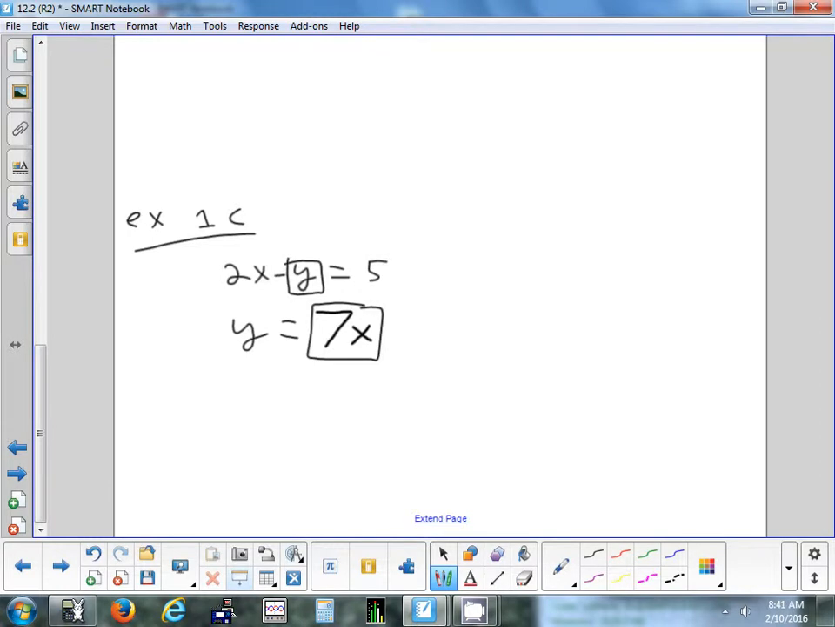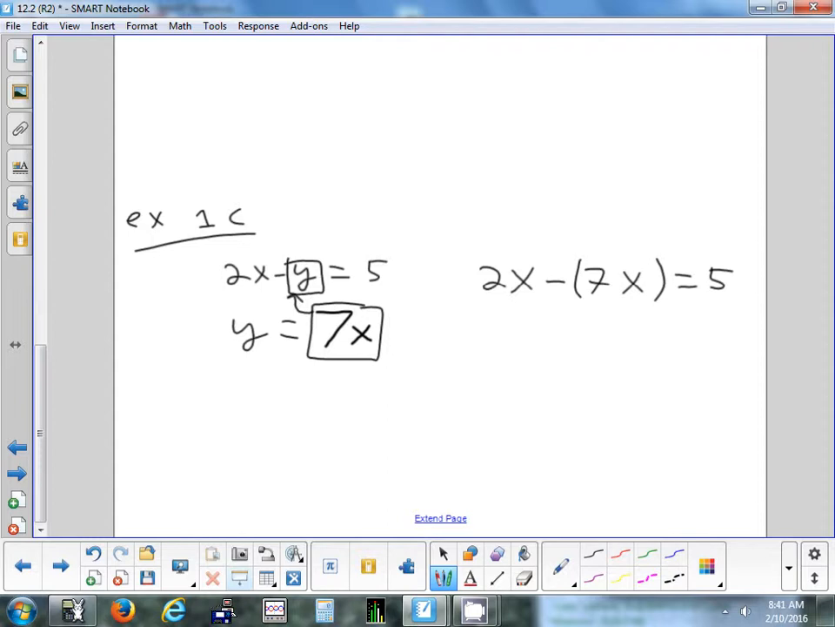What am I going to do with this 7x? Yep, plug it in for y. Okay, so that's going to go right there. So we're going to get 2x minus, and I always put in parentheses what I'm plugging in. Plugging in 7x. It's a good idea to put it in parentheses because there could be a time where you have to do a distributive property. That can happen.